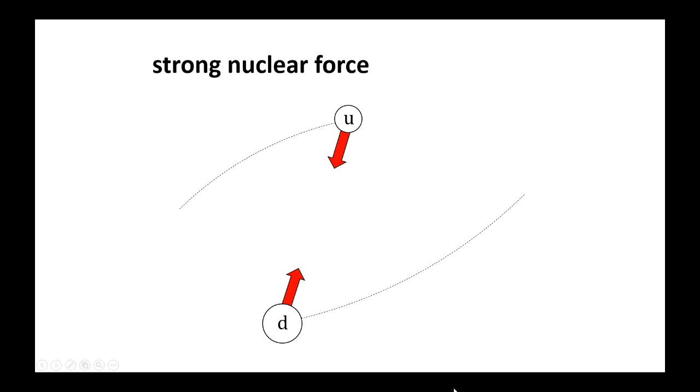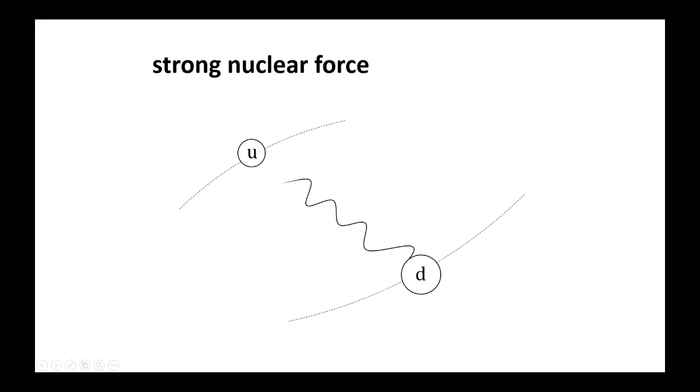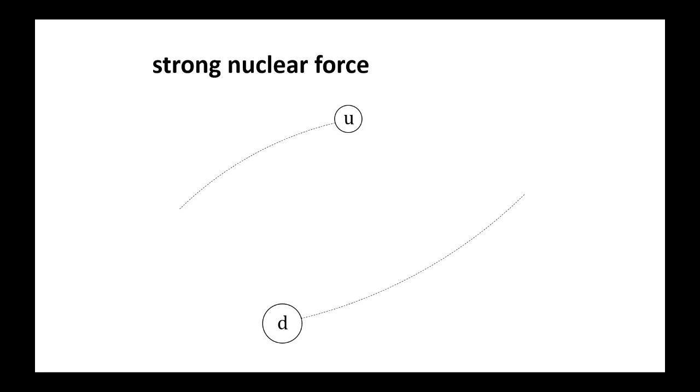But there's another way to mathematically represent this force. Instead of using vector arrows, we can talk about the two exchanging a particle as they go. Exchanging that particle is the mechanism by which they interact at all and pull on each other. So we're describing this force via an exchange particle, which is called a gluon. There are other exchange particles besides the gluon. This is the exchange particle for the strong force.